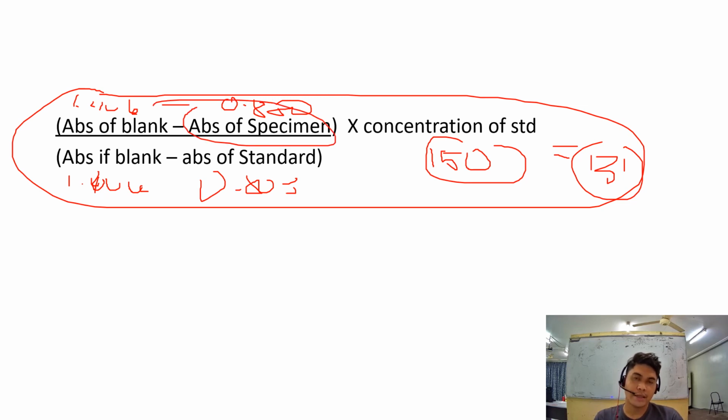Is there a need to compute for the standard concentration? No, it's given. How about the control? For control, just replace this with the absorbance of control, and you can compute for the concentration of the control. That's how we measure sodium concentration using the colorimetric method. Okay, thank you.